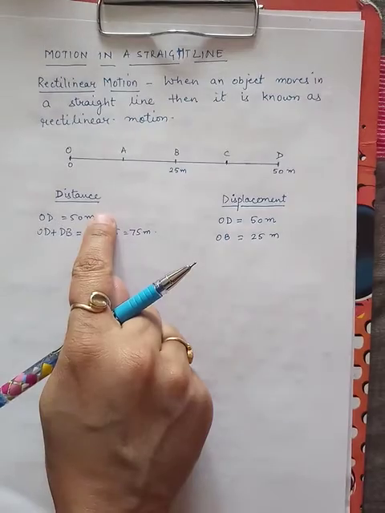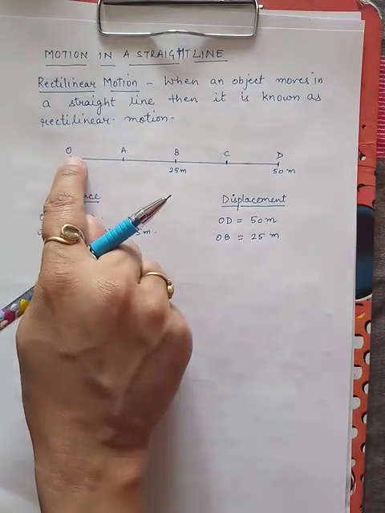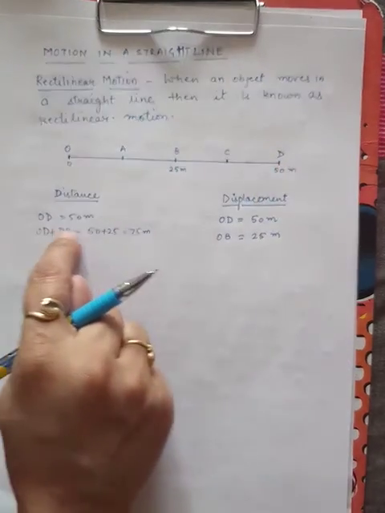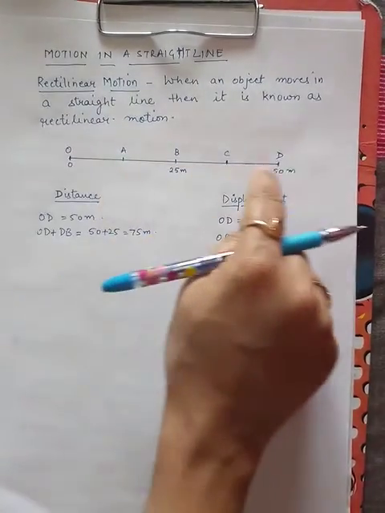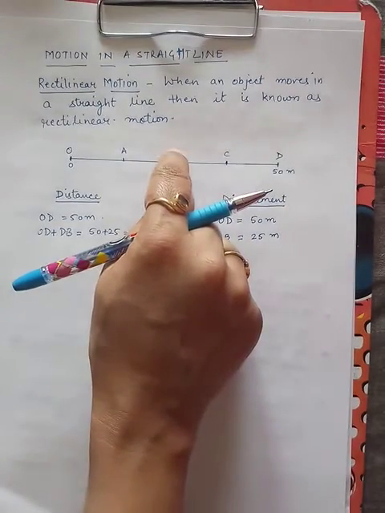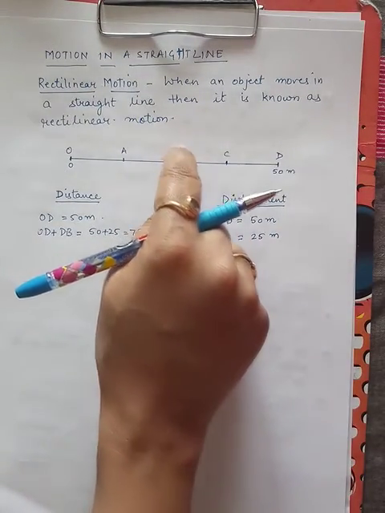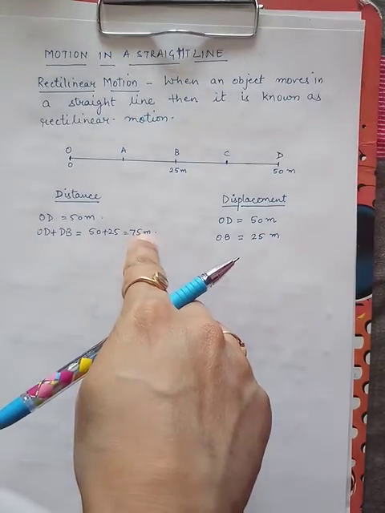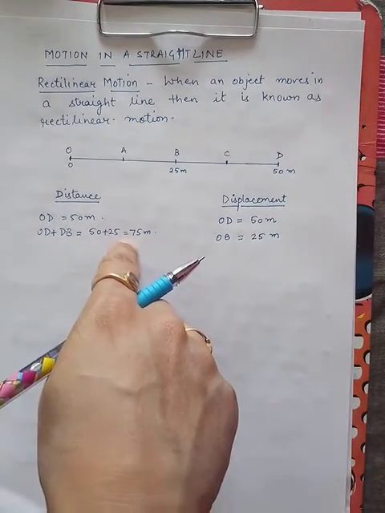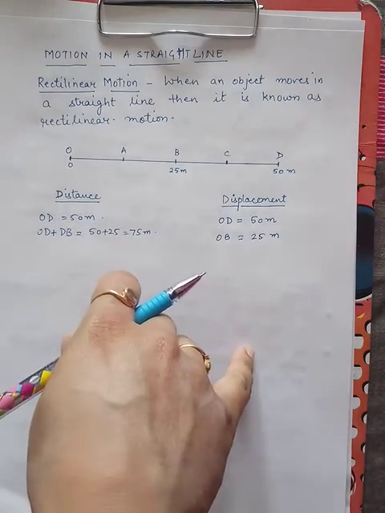When are they equal? When it is a straight line path. When the path is not a straight line, when it has turned around, there was a curve over here and it is turning, then the distance is greater than the displacement, right? Now one more case we can consider.